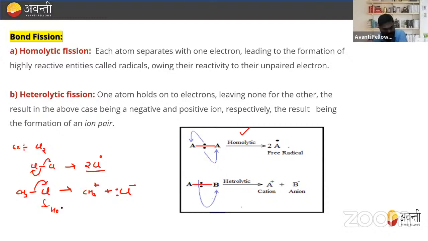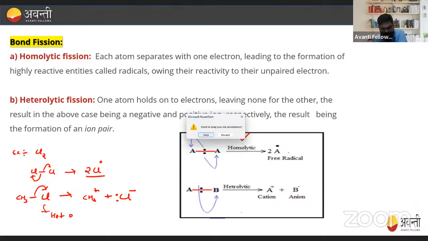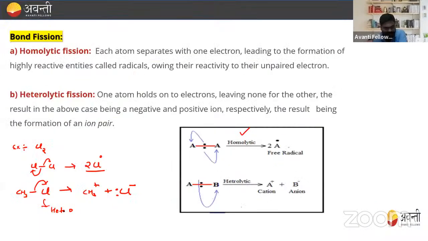So this is an example of heterolytic, where this is an example of homolytic. So one is an example of heterolytic fission and one is an example of homolytic fission. So these are the examples of bond fission. I hope this is clear to you. No problem in this. Okay, good.